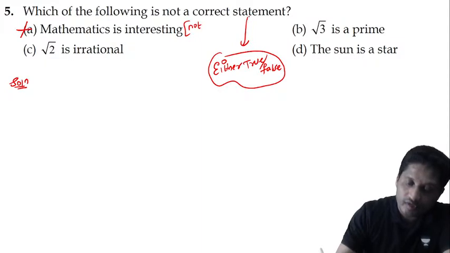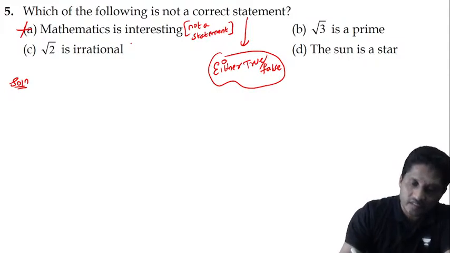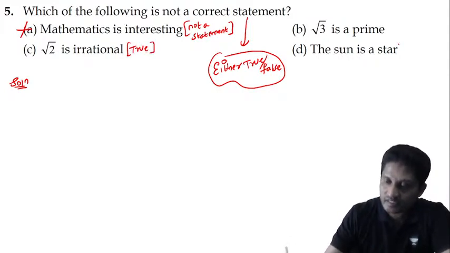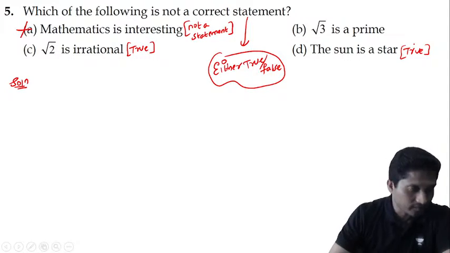He's asking which of the following is a correct statement. This is not a statement only, so this is ruled out. Okay, let me check the next. Root 3 is prime, root 2 is irrational. This is a correct statement. Sun is a star. This is also a correct statement. Which of the following is not a correct statement?